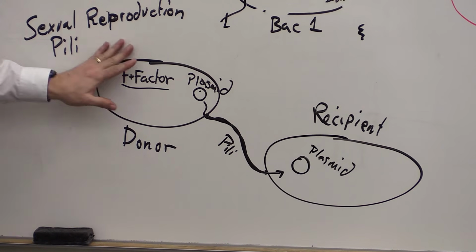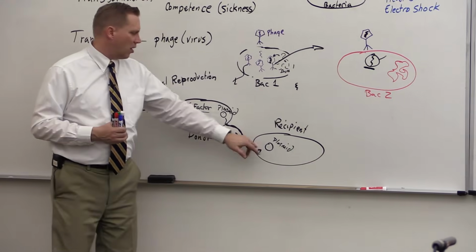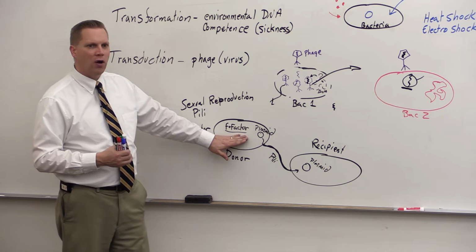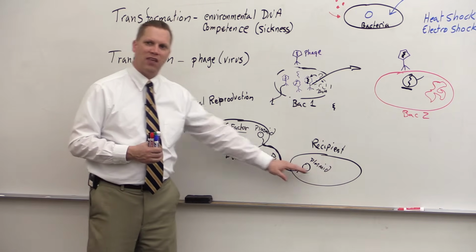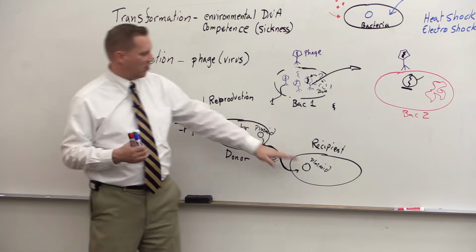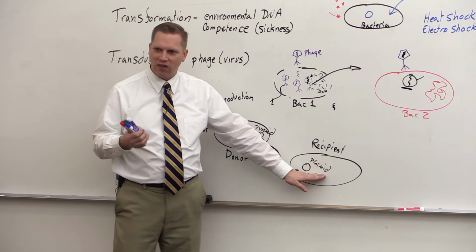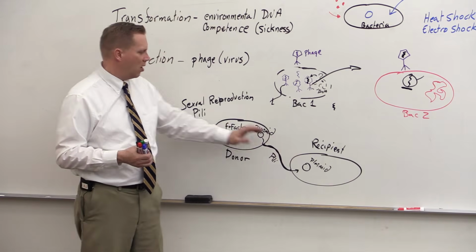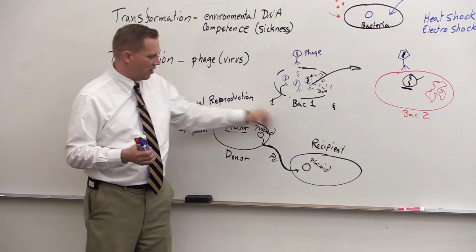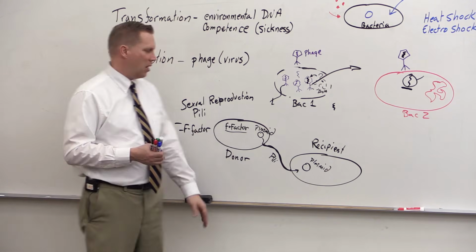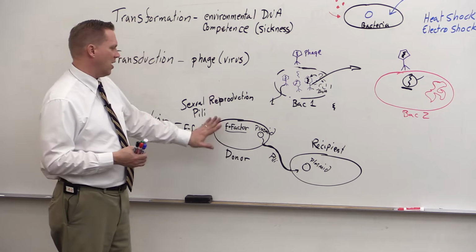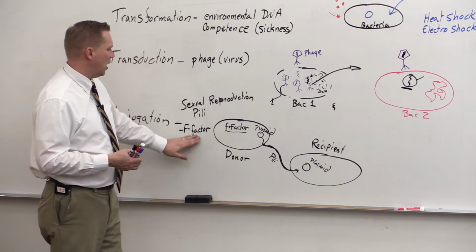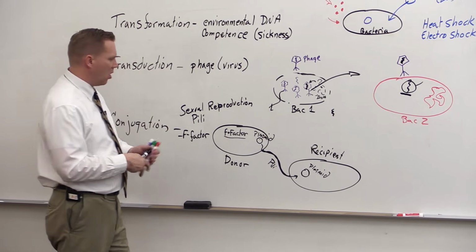Conjugation, unlike true sexual reproduction, doesn't go both ways. So it's only from the F factor containing donor that passes the DNA. There's no DNA that gets received by the donor, unless this recipient also has an F factor, a set of F factor genes, and then they could exchange both ways across two different pilis. But the usual method is that it's only one way. And so that is conjugation. You have to have two cells, a donor, a recipient, the formation of pili, and then one of the cells has to have an F factor.